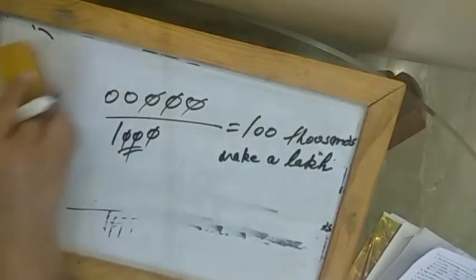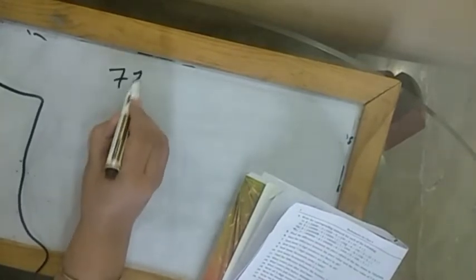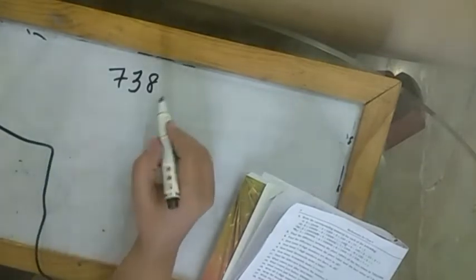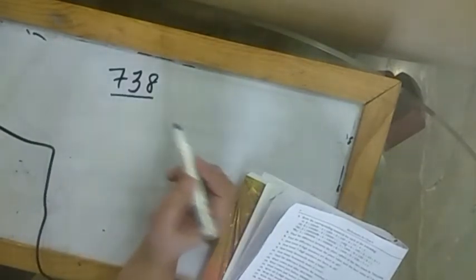Now come to the 11th question. Now the 11th question says find the difference. Again, difference means to subtract, between the number 738 and that obtained on reversing its digits. Reverse means ulta. The number they have given is 738. So they are asking you to find the difference between 738 and the number that you will obtain on reversing the digits in this number.